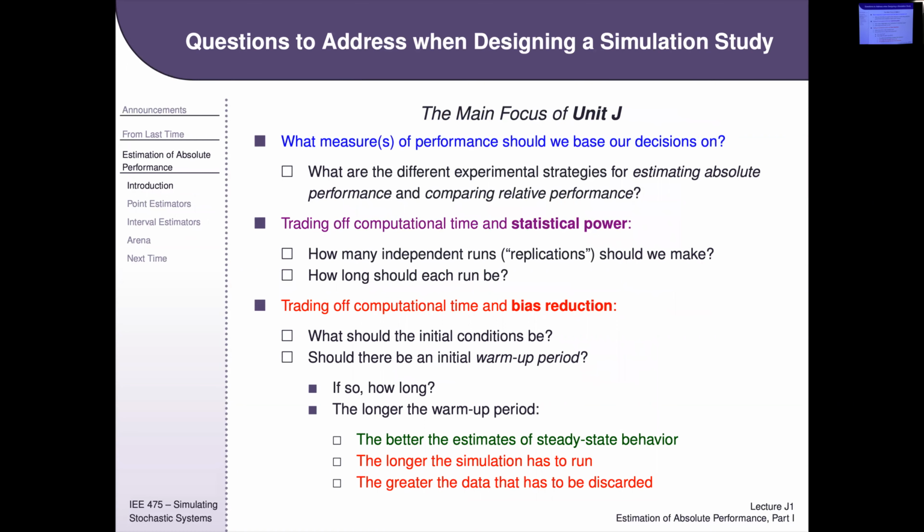All right, so now we're in Unit J. I'm just going to get started on this, and we'll pick up from where we leave off next time. Unit J is all about dealing with the questions that we have to address in a simulation study. What measures of performance are we going to use to tell that one hypothetical setup in a simulation is better than another? Trading off computational time and statistical power. How many replications do I need to run of my sim to make a strong argument? How long should each run of my simulation be?